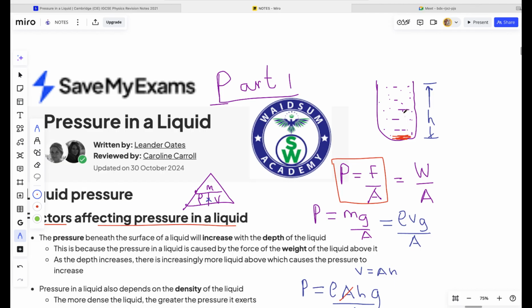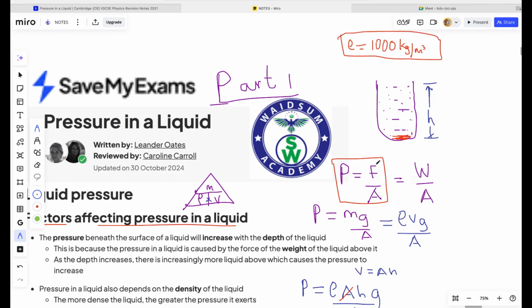Like water, which has a very high density. Water has a density of 1,000 kilogram per meter cube. Sorry, not per meter square, per meter cube. It's mass over volume. So this is the density of water. It has a very high density.